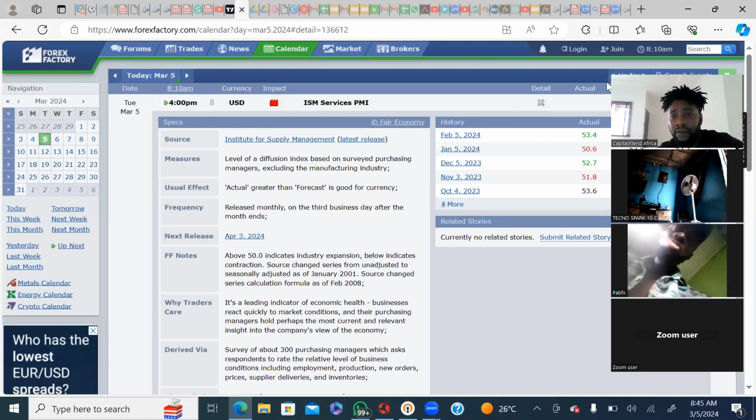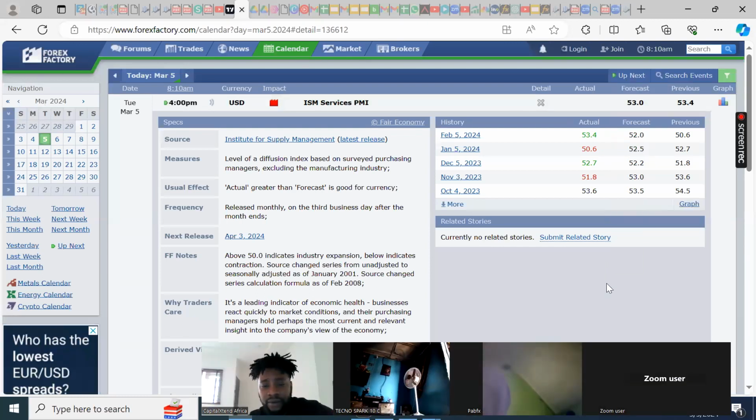If the actual is positive, that means EUR/USD is going to be strong. If actual is greater than forecast, let's say we have 54.0, that's positive news. It simply means that the dollar is going to be strong. So you have to watch out for this news.